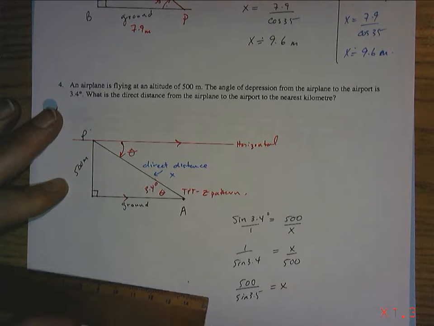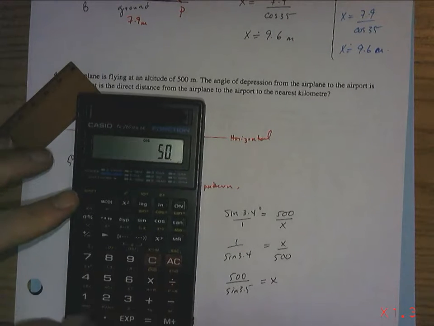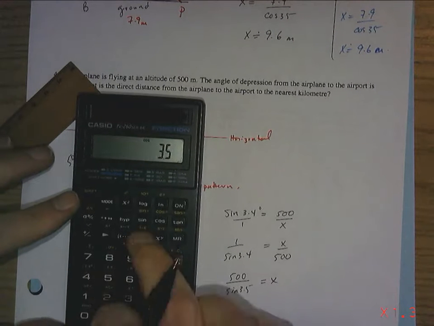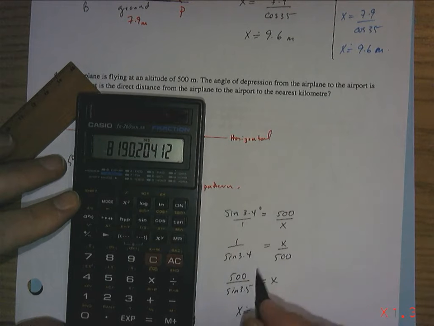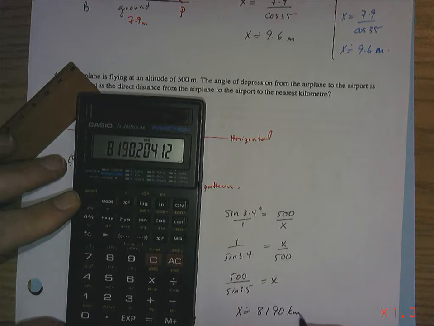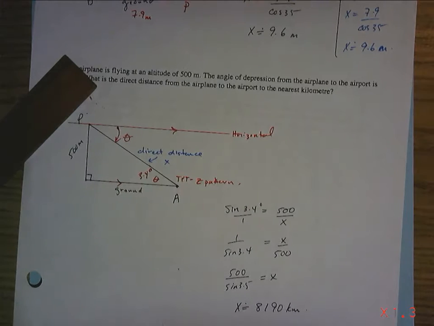Then I'm going to grab my calculator. And I'm going to go 500 divided by sin 3.4 equals. And x equals approximately, to the nearest kilometer, 8,190 kilometers.